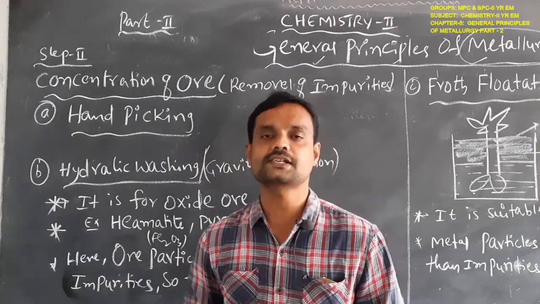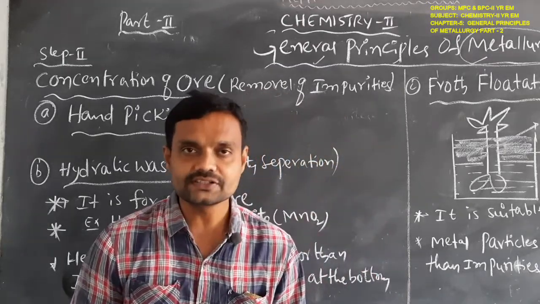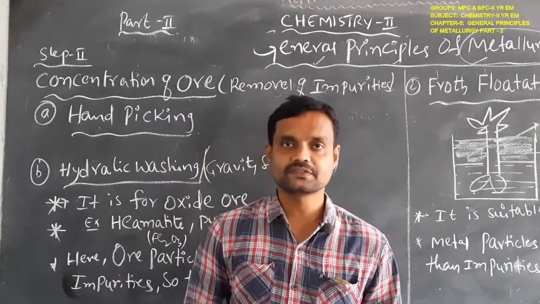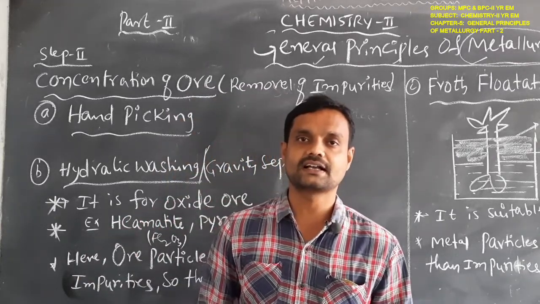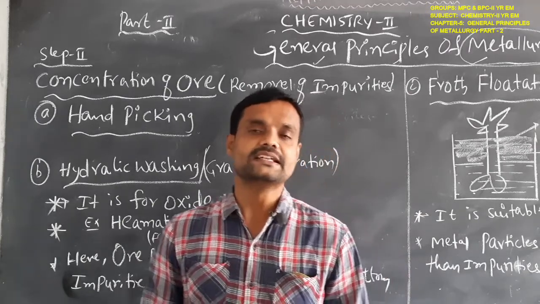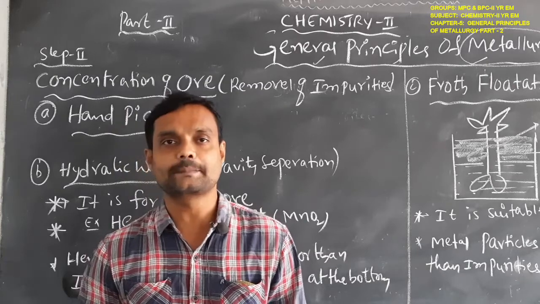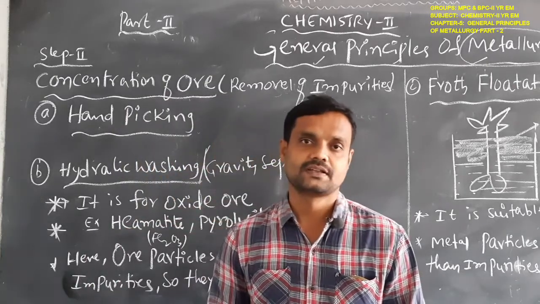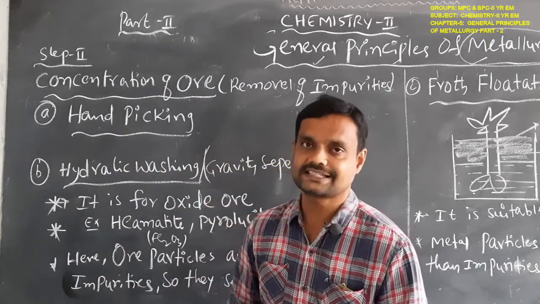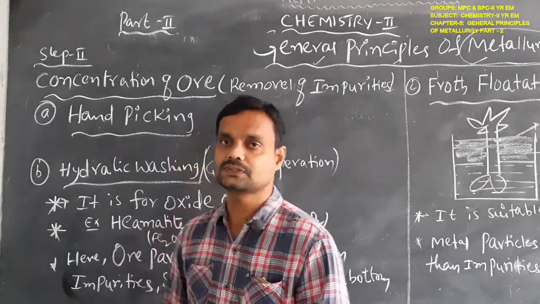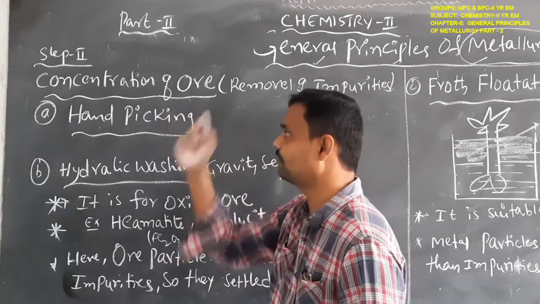And in the fourth step, the metal oxide is reduced into the metal. And the final step, we purify the extracted metal. These are the 5 steps involved in the extraction of the metal from the ore. So we already discussed the crushing or grinding. Now here we discuss step 2, that is the concentration of ore.